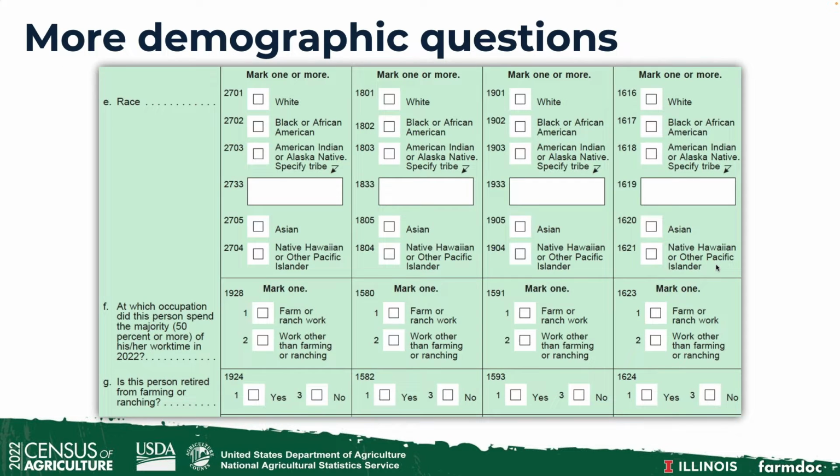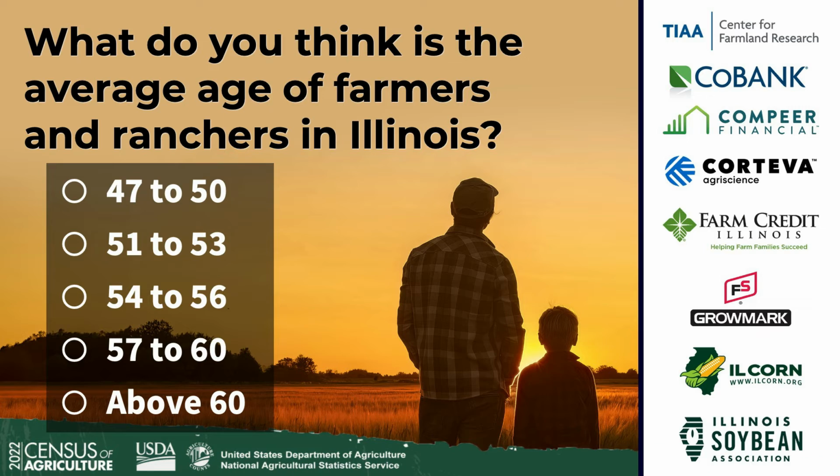When we ask the race questions, it is choose one or more. Many people are multiracial, and they check more than one box, and that's how we count it. Let's begin with the poll. So if you think about the average age of farmers and ranchers in Illinois, which of those categories do you think is the right number for Illinois?